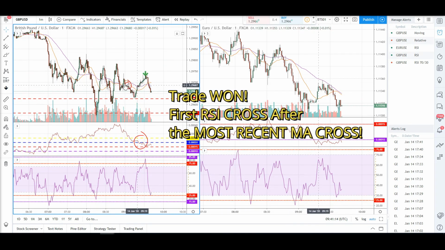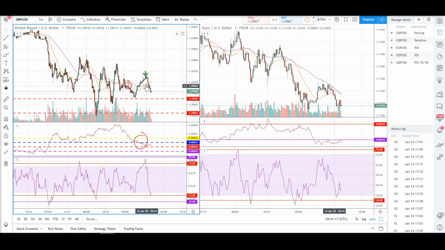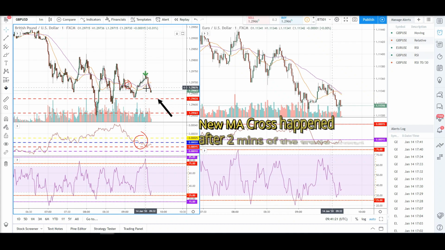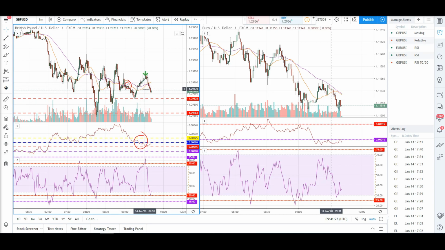And you can see on the chart right now there's another moving average cross that just happened, like 2 minutes after the trade was entered. So basically, since there is a new moving average cross, we can actually take the next trade if the RSI goes outside the channel.